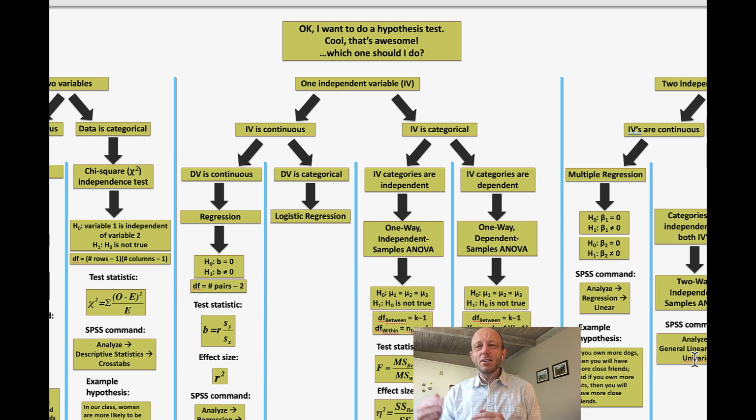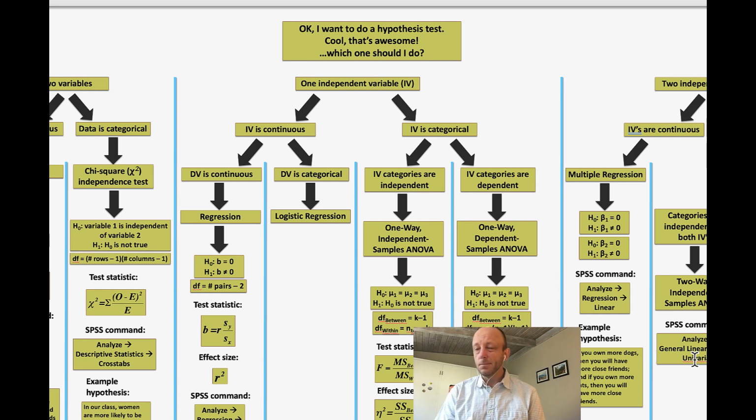But whenever there's repeated measures, whenever it's you being measured multiple times across time, then the IV categories should be assumed to be dependent. And so you'd have a one-way dependent samples ANOVA. By the way, what does one-way mean? So much terminology here.